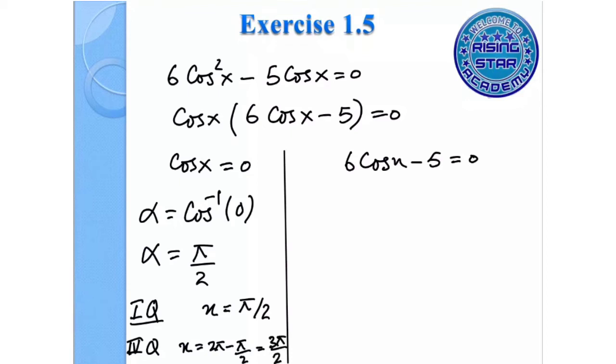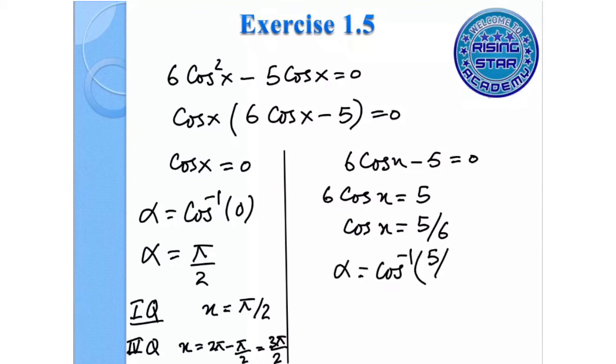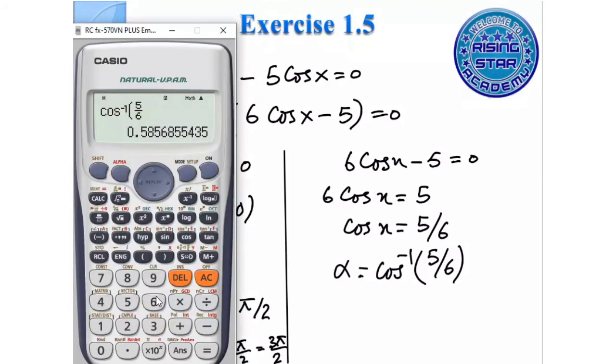So we will get 3 pi by 2. For the next part, we will write 6 cos x is equal to 5. So cos x would be equal to 5 by 6. Now I will find the cos inverse of 5 by 6. When we take the inverse, alpha would become 0.5857 approximately. Now we know that cos is positive in the first and the fourth quadrant.